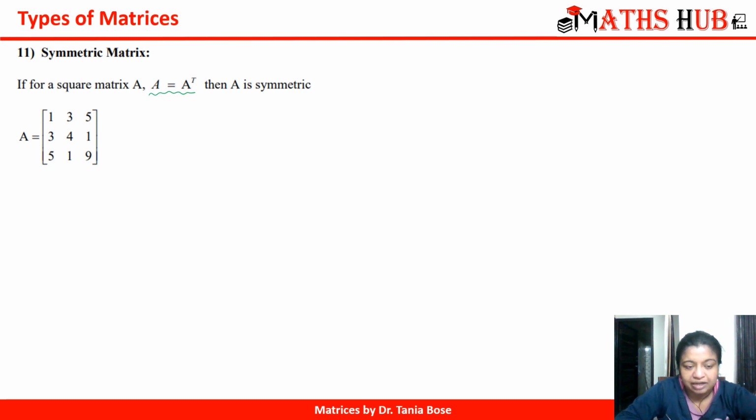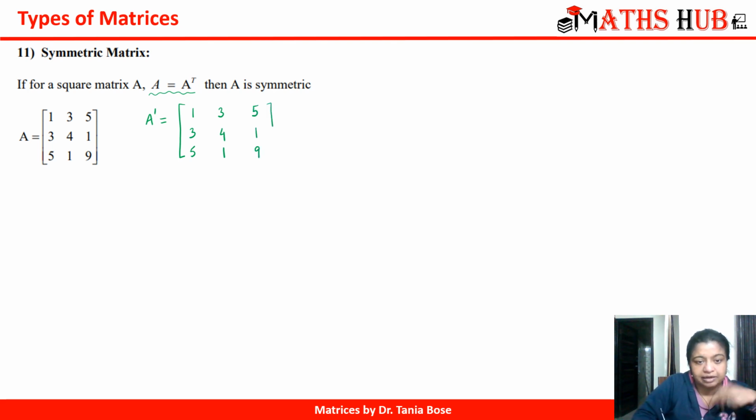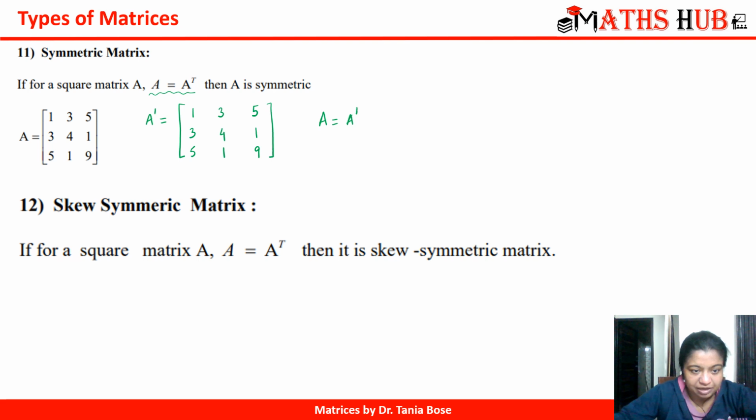So let us check this matrix A. A is 1, 3, 5, 3, 4, 1, 5, 1, 9. So let us take its transpose. When we take its transpose, the first row will become the first column. So we get 1, 3, 5. The second row, 3, 4, 1 will become the second column. The third row will become the third column, right? So now just check the two matrices. Are we getting that A and A transpose are same? Yes. So that is why this matrix is a symmetric matrix, right?